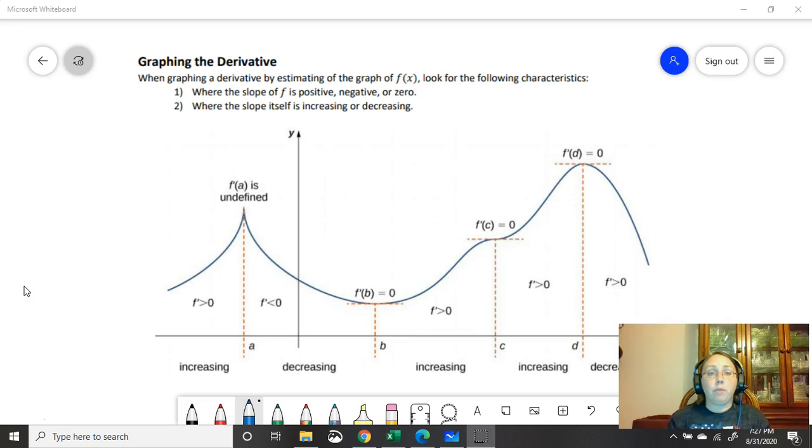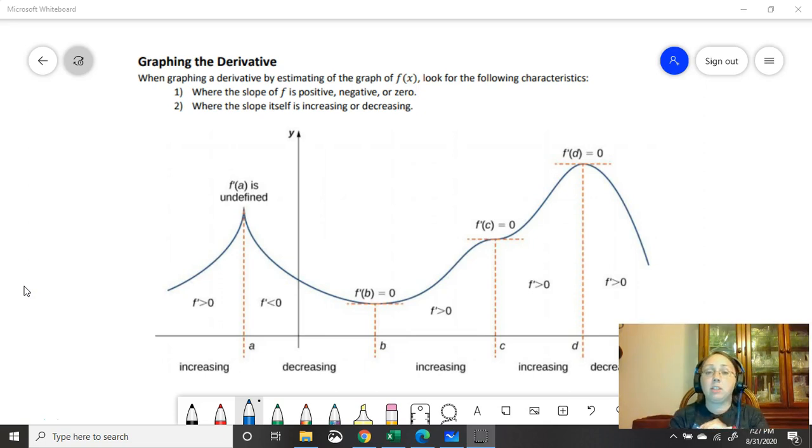So, graphing the derivative. When graphing a derivative by estimating the graph of f of x, look for the following characteristics. So here we have a blue curve f. Number one, where the slope of f is positive, negative, or zero. Those are the things you're going to look for. They help you learn about your derivative function, its graph. Number two, where the slope itself is increasing or decreasing. And these are all the things we're going to discuss on this picture here.